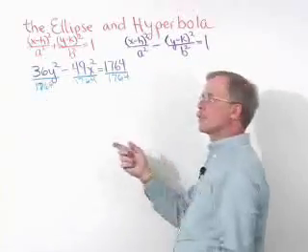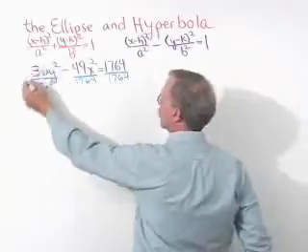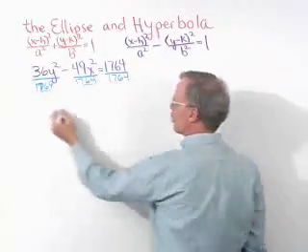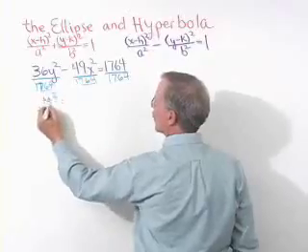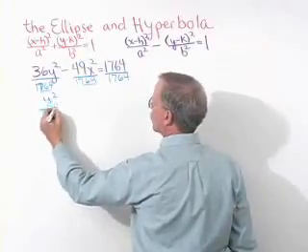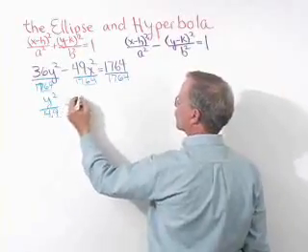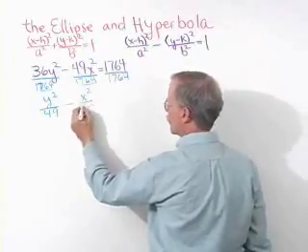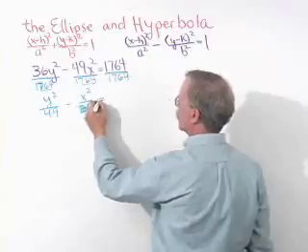Now, we can do the same thing we did last time by putting the 36 below, and we'll wind up with y squared over 49 minus x squared over 64 over 36 equals 1.